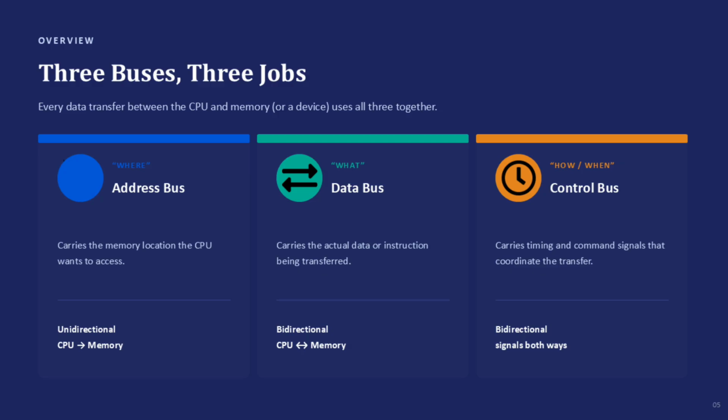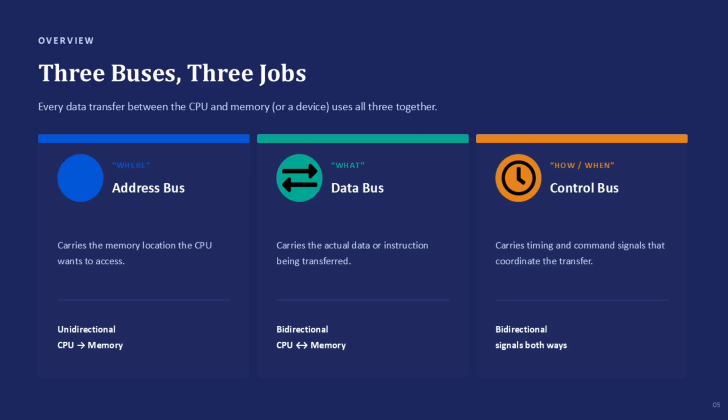Imagine trying to speak to someone while they aren't listening. Communication would fail even if you had the correct address and the correct message. The control bus solves this problem by carrying timing and command signals. It tells memory whether the CPU wants to perform a read operation or a write operation.